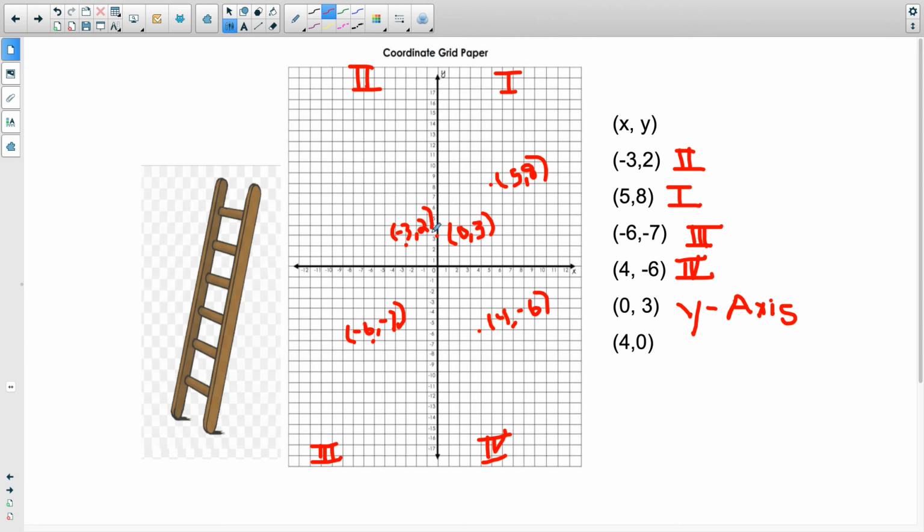My last one, 4, 0. I start at 0, 0. I move my ladder to the right, 1, 2, 3, 4. But I don't move up or down at all. My dot goes right here. And that is 4, 0. Now, just like the previous one, this number is not in a quadrant at all. It is right on the x-axis.